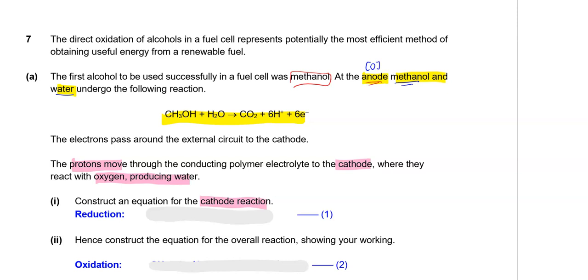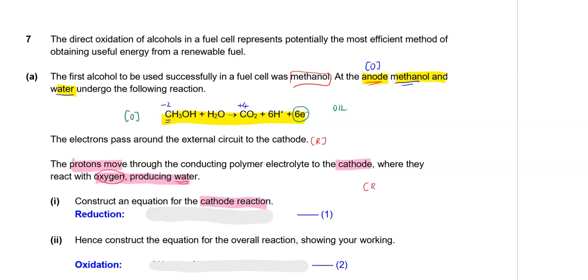You can see the oxidation state of the carbon in methanol has increased from -2 to +4. Another way of looking at it is that electrons are being lost. Right, so OIL RIG. This is an oxidation reaction. The electrons pass to the cathode. Cathode is where the reduction will occur. In this case, oxygen will produce water.